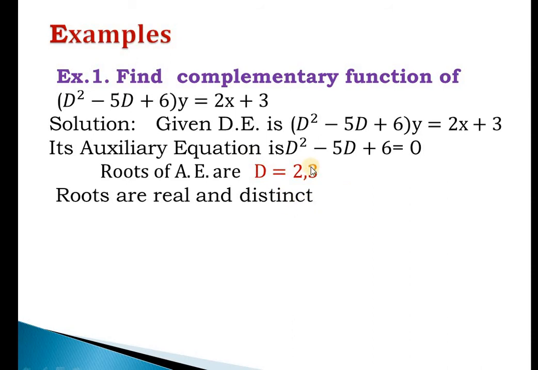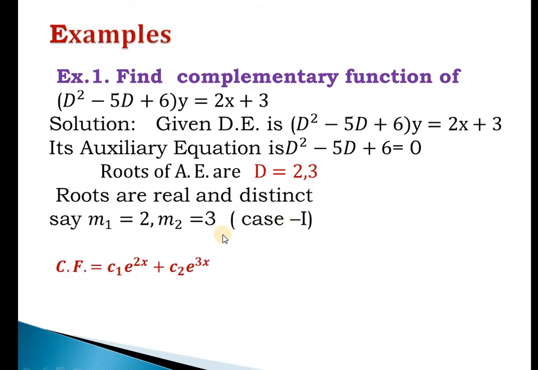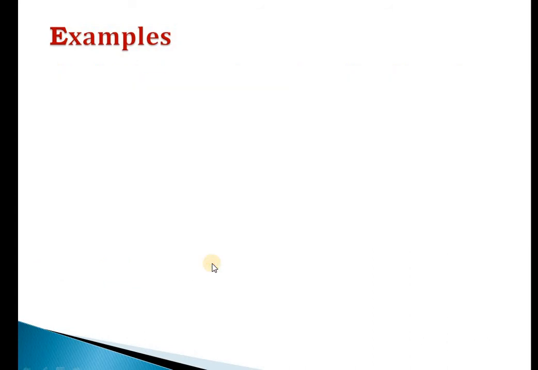Now here we get D is equal to 2, D is equal to 3. The roots are real and distinct, so therefore it is case first. And what is the complementary function? C1 e raised to m1 x plus C2 e raised to m2 x. So the roots are real and distinct, and the complementary function is C1 e raised to 2x plus C2 e raised to 3x.